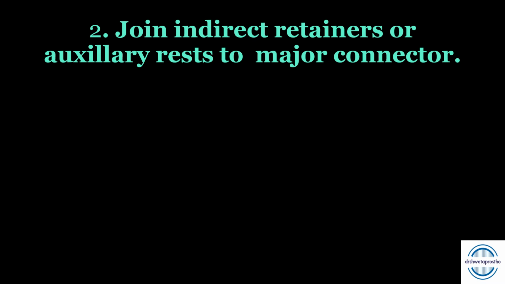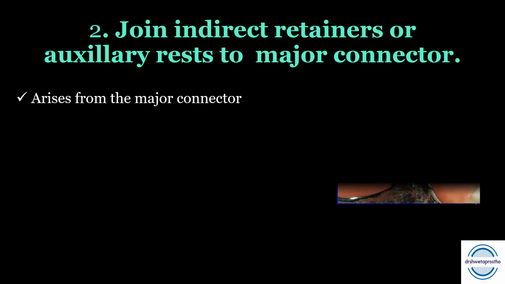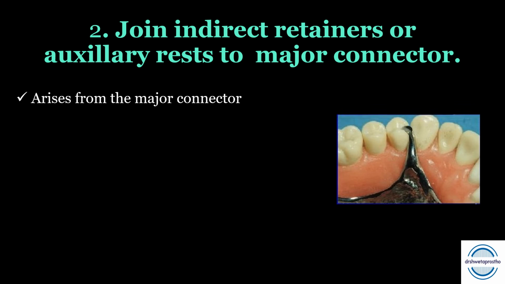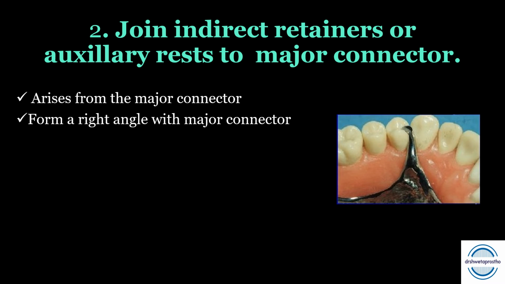Second type of minor connectors are those which join the indirect retainers or the auxiliary rests to the major connector. These types of minor connectors arise from the major connector and then they connect to the rest seat area. Second, they always form a right angle with the major connector, as we just discussed, so that the gingival crossing is abrupt and they cover as little gingival tissue as possible.